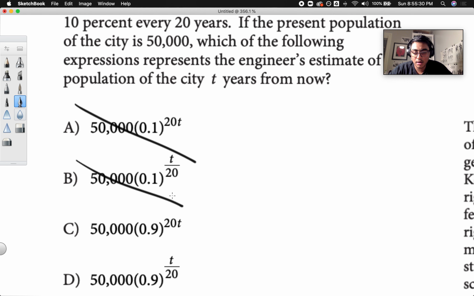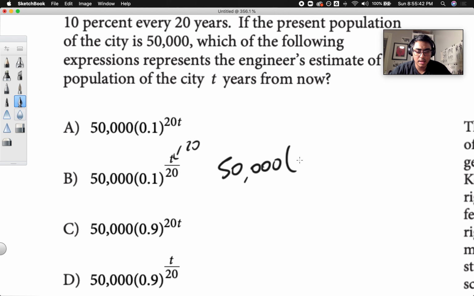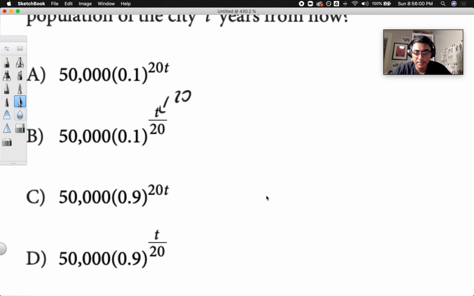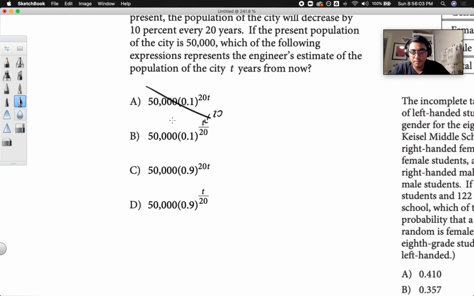If I show you here why that's the case, let's say 20 years did pass, right? So t would become 20. So you would have 50,000 times 0.1 to the power of 1 because it's 20 over 20. You see how after 20 years, you'd be left with 0.1 of 50,000, which is 90% loss? That's not right. Okay, so it's not A and B.